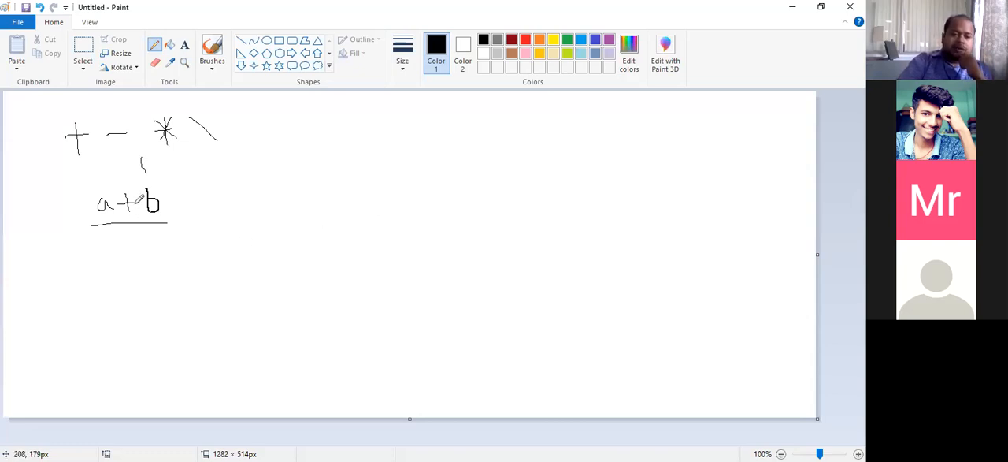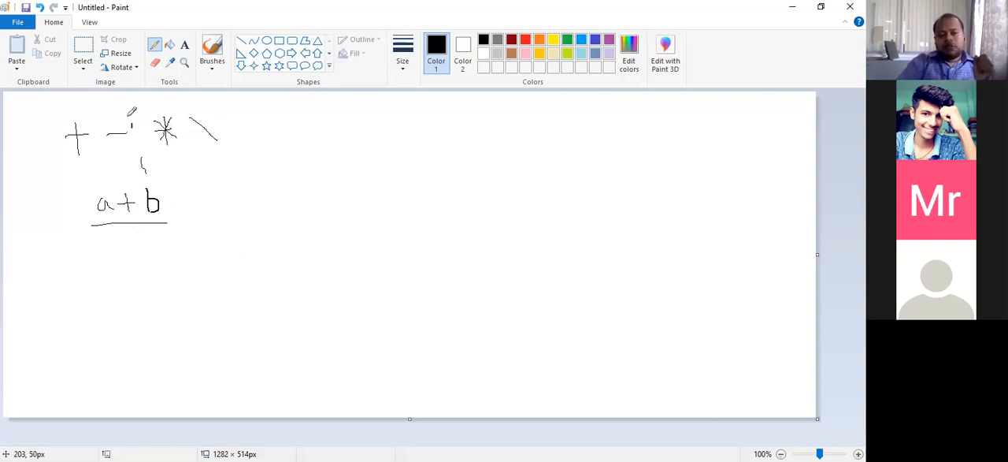So a plus b. That means to perform the addition operation, the minimum number of operands required is 2. That's why it is binary. In the same manner, subtraction, multiplication, and division are binary operations.